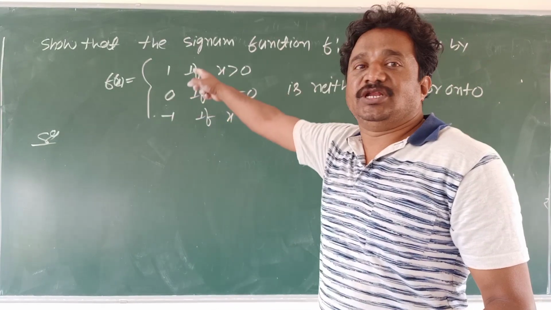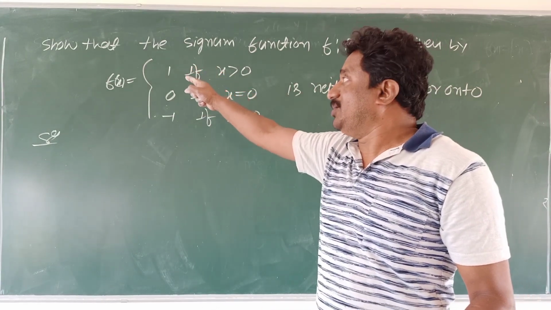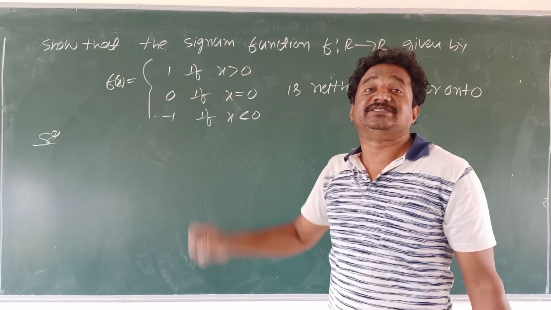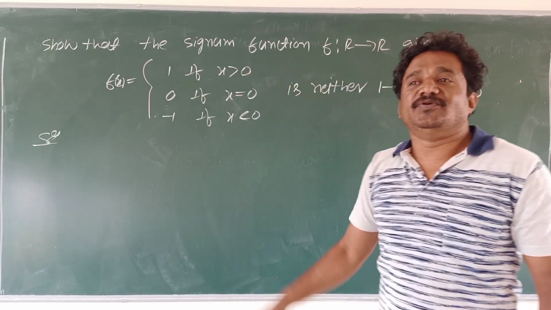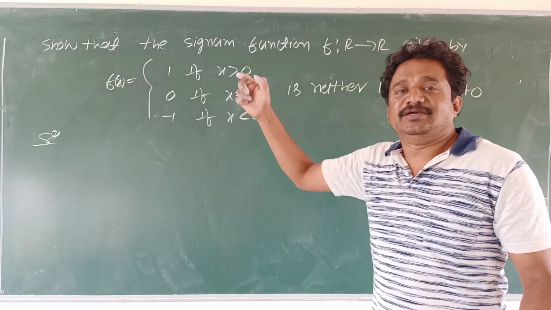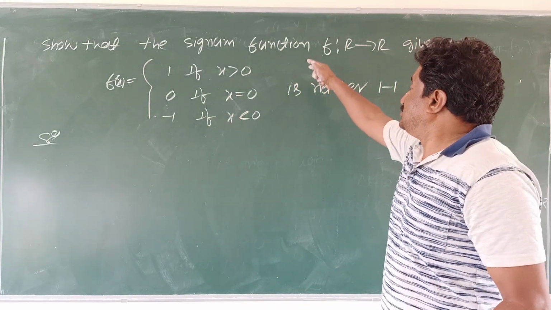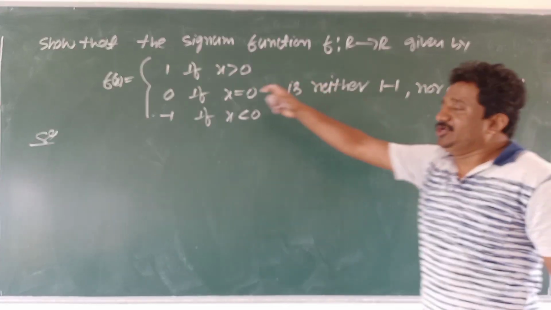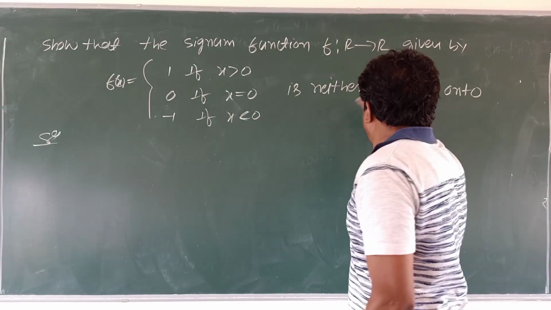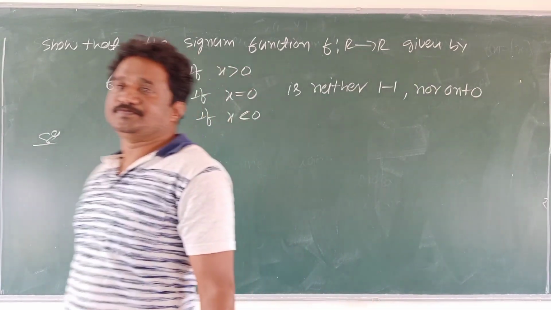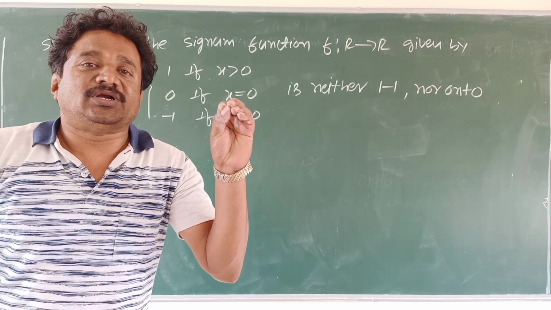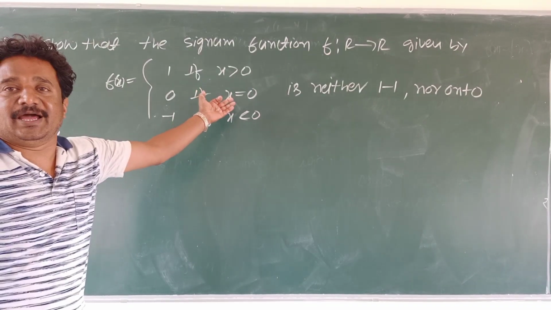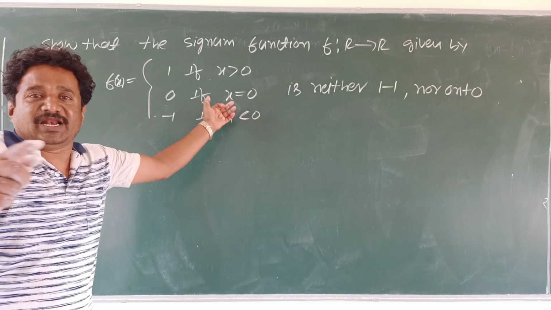You can see a question on the board. I have written a question on the board. Show that the signum function, which you learned in first PU itself, is neither one-one nor onto. The signum function f from reals to reals is given by f(x). Try to understand how this signum function is defined.